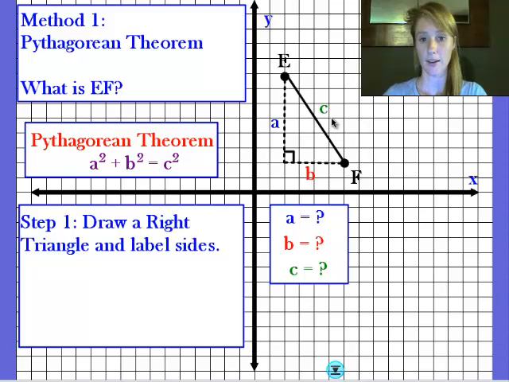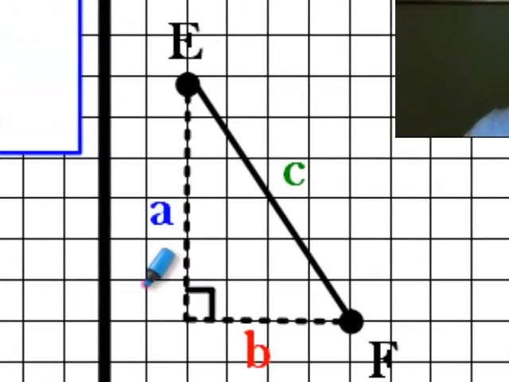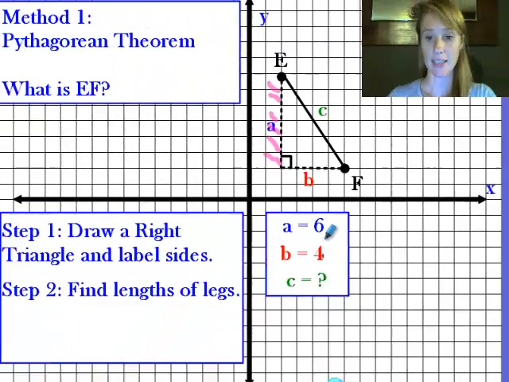Okay, great. The next step in the Pythagorean theorem method is to find the lengths of each of the legs of our right triangle. Remember, we have side A and side B. To find the length of each leg, I'm just going to count the number of squares along each side. Along side A, I have 1 square, 2, 3, 4, 5, 6. Fantastic. I'm marking them as I go. So the length of side A is 6 units.